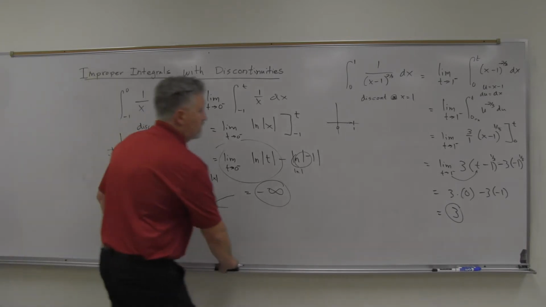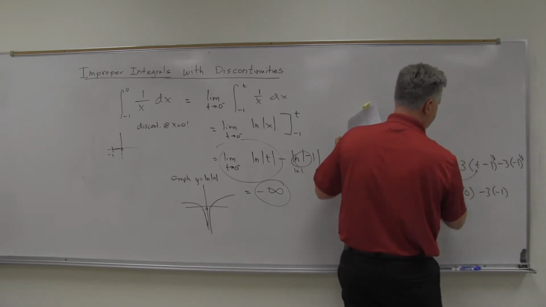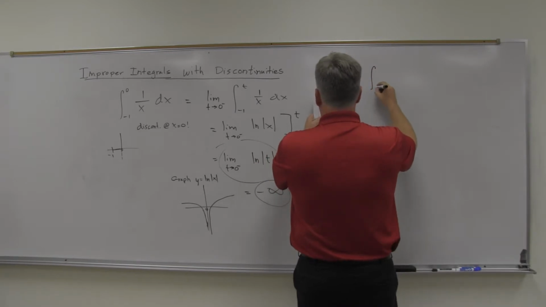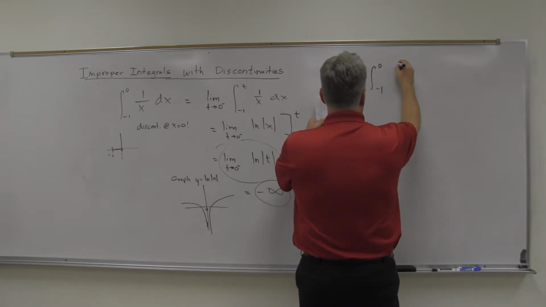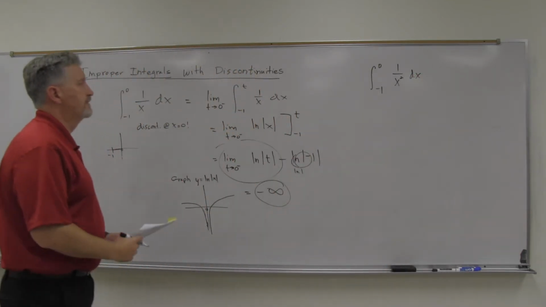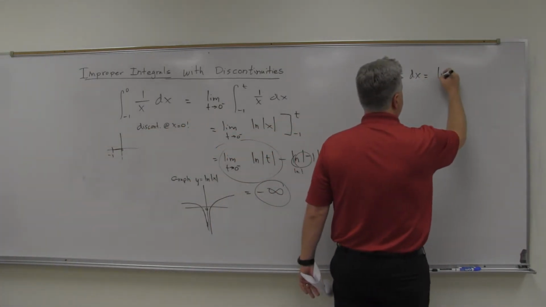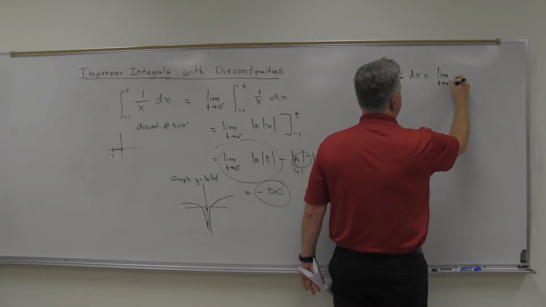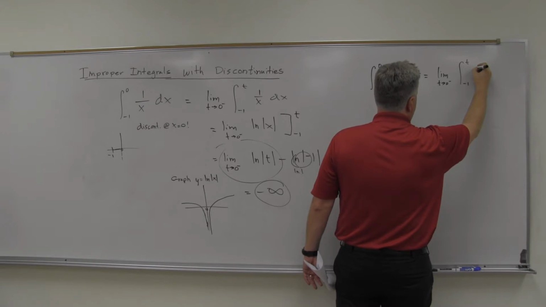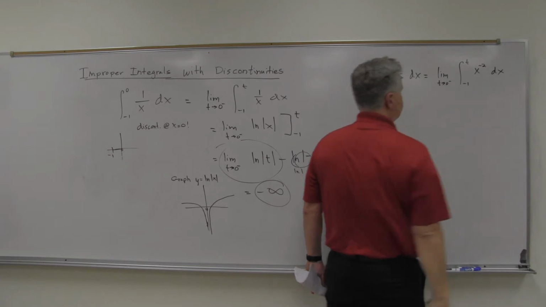Let's go ahead and do that too. I said I was going to do the one where I did discontinuity in the middle, but let me show you this one because this has another thing that pops up. So negative 1 to 0, 1 over x squared dx. Very similar to the previous one. So again, approach 0 from the left, t approaches 0 from the left. Negative 1 to t then. This is just going to be power rule though. So it's a little different.